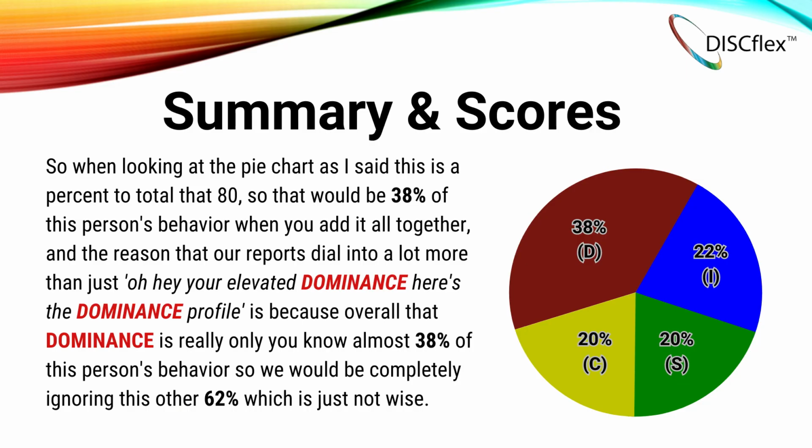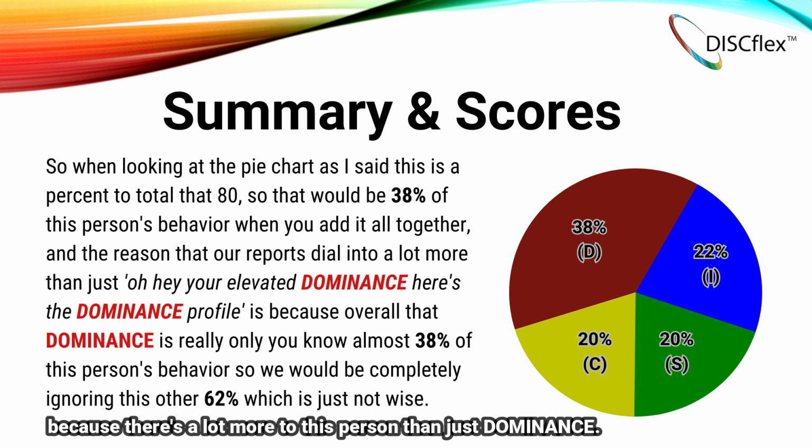So then looking at the pie chart, as I said, this is a percent to total. So that 80 would be 38% of this person's behavior when you add it all together. And the reason that our reports dial into a lot more than just, oh hey, you're elevated dominance, here's the dominance profile, is because overall that dominance is really only almost 40% of this person's behavior. So we would be completely ignoring this other 60%, which is just not wise because there's a lot more to this person than just dominance.